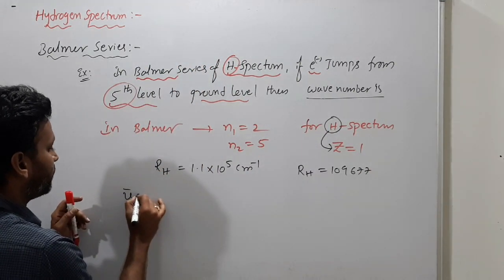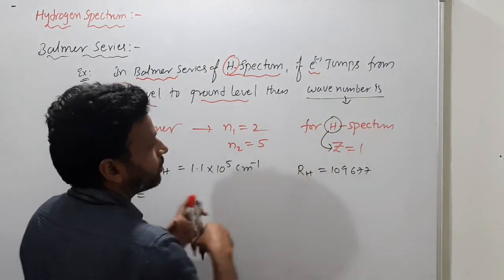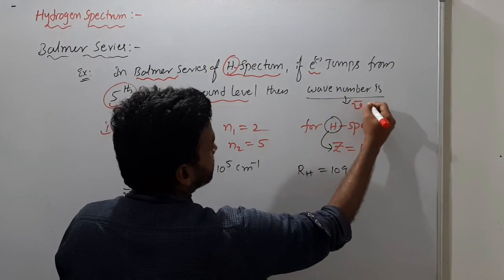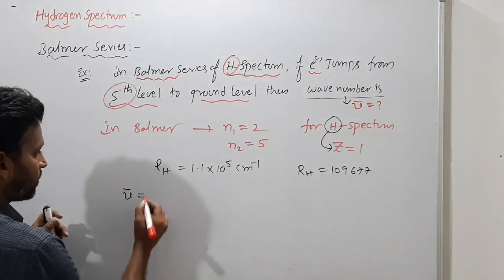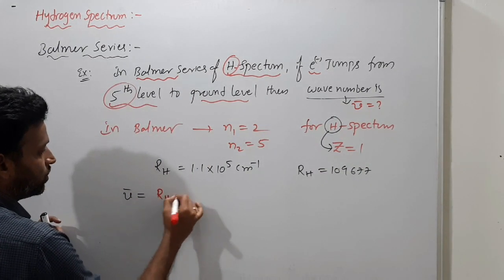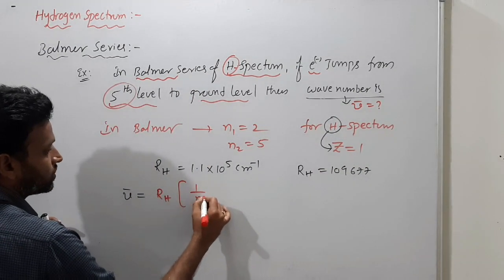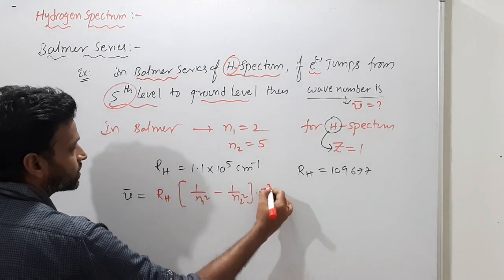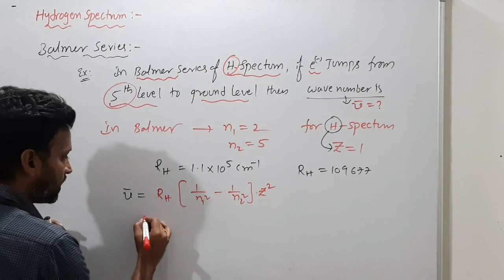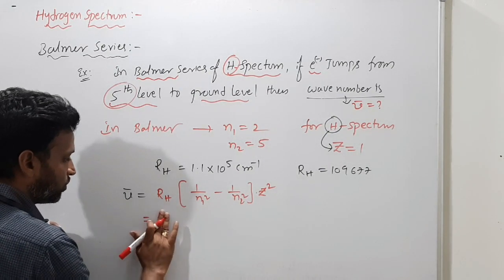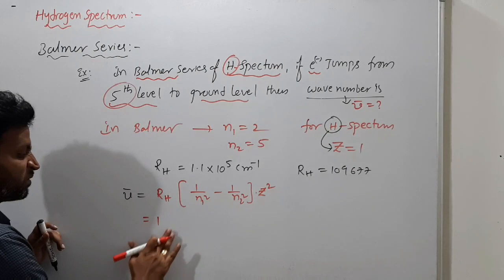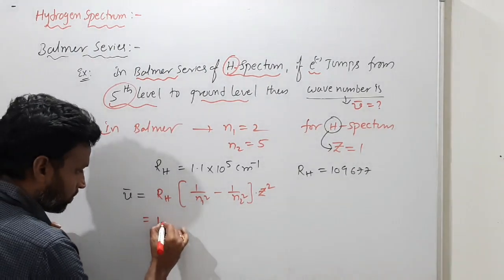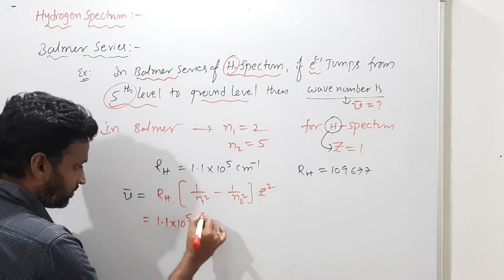Now you have the formula asking for wave number. Nu bar formula: R_H into 1 by n1 square minus 1 by n2 square, into Z square. What is R_H? 109... No, don't take that one, it takes more time to simplify. So take 1.1 into 10 power 5.